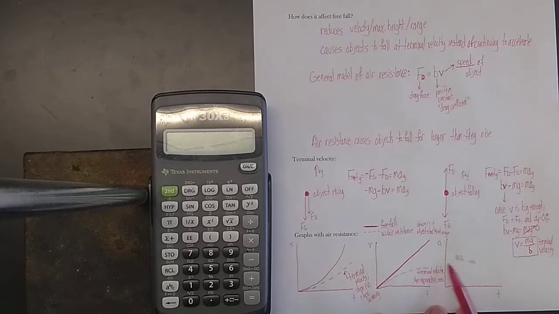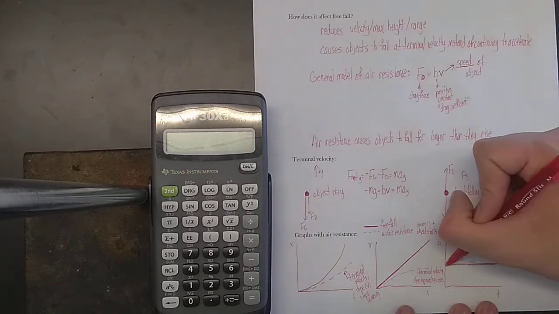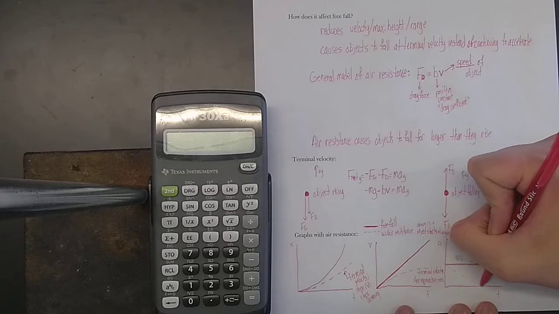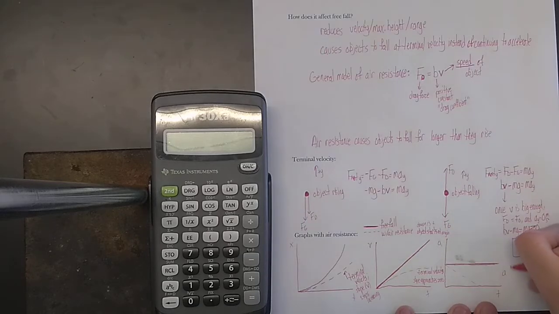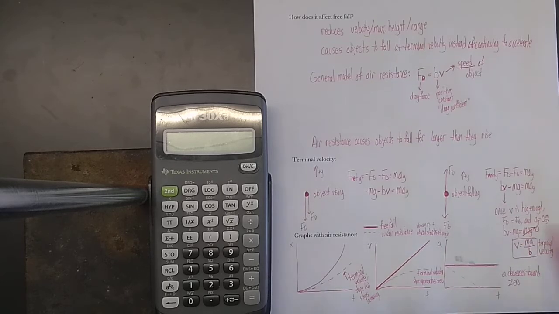And then finally, for an object in free fall, the acceleration is constant. On Earth, that would be 10 meters per second squared. For an object that's experiencing air resistance, the acceleration decreases toward zero because that drag force is increasing and eventually balances out the force of gravity. There's a general overview of air resistance.